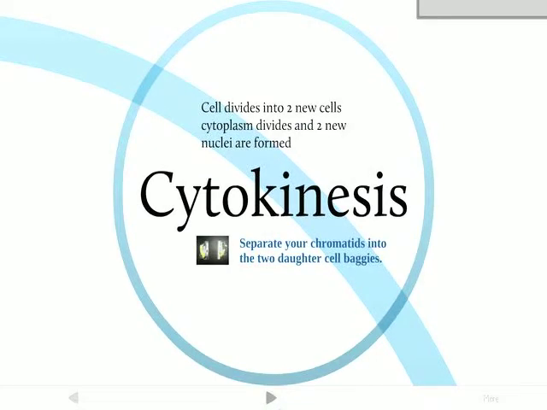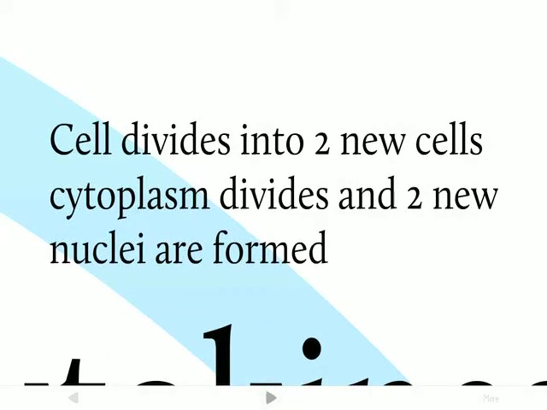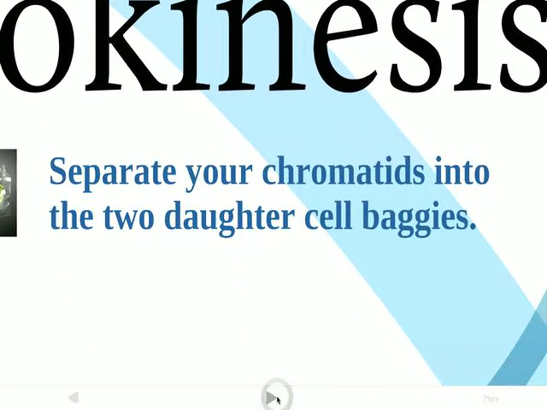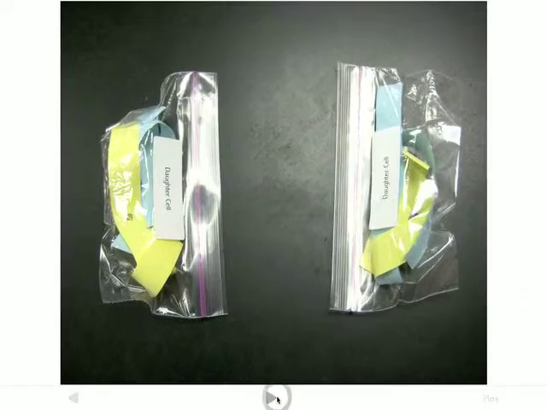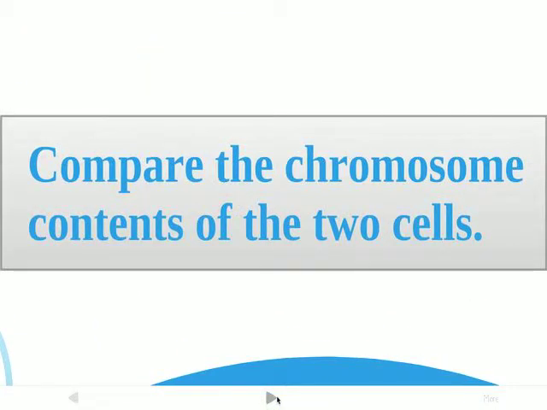Then we get to move into cytokinesis, and in cytokinesis we have a full division of the 2 cells, so we get 2 completely new cells and the cytoplasm divides. And we symbolize this by putting those chromosomes into a baggie, so we have 2 new cells. And you can notice that the chromosomes in the daughter cells are going to be identical to the chromosomes that you had at the beginning in the parent cell. And so that's what you get in mitosis. You get 2 daughter cells that are identical to the parent cell.